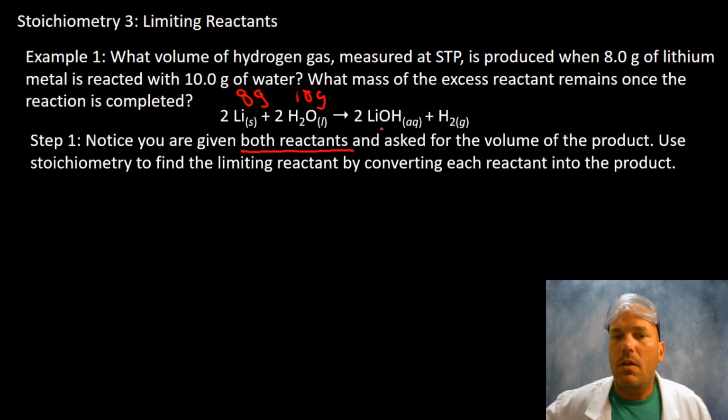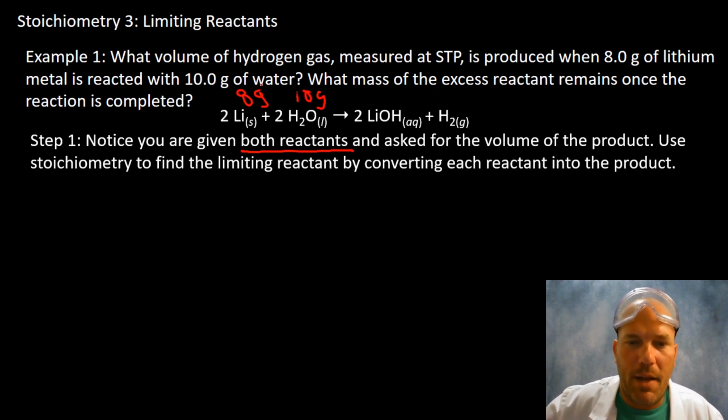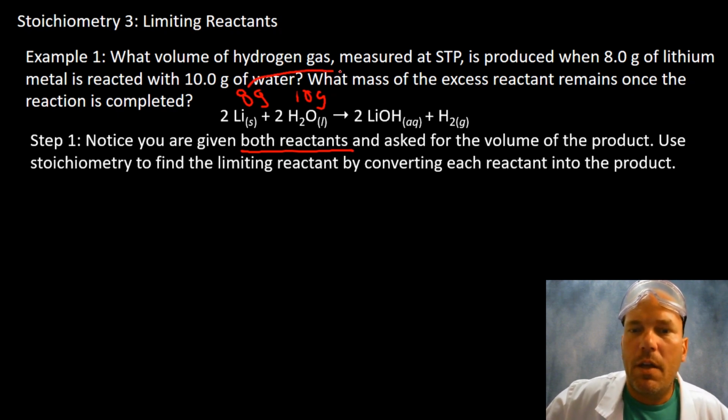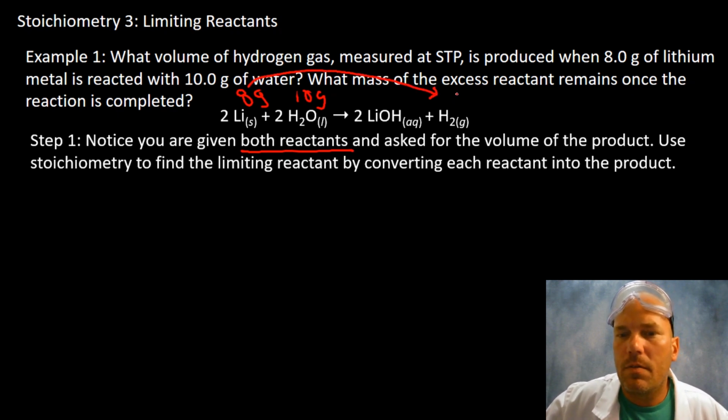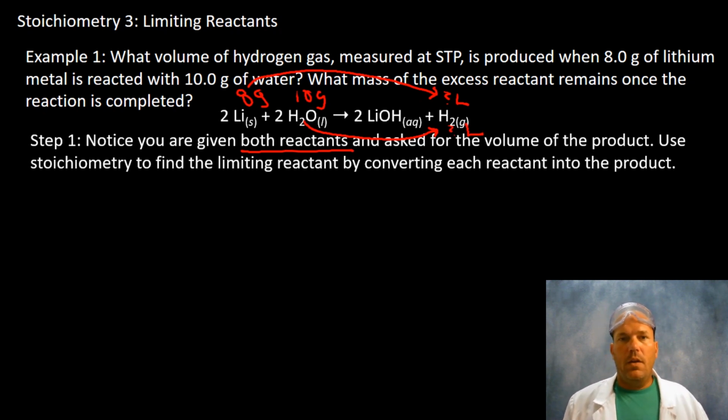All right, so you are going to use stoichiometry to find out which one of these reactants is limiting and which one of these is in excess. In order to do that, you're going to do a gram to liter conversion here and a gram to liter conversion here. All right. Whichever one gives the smaller value, that reactant is your limiting reactant.